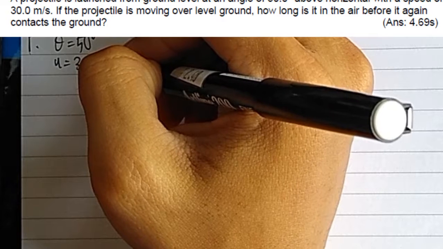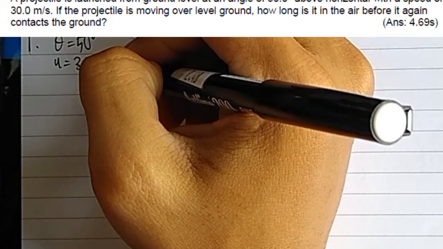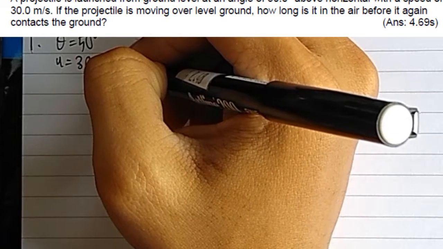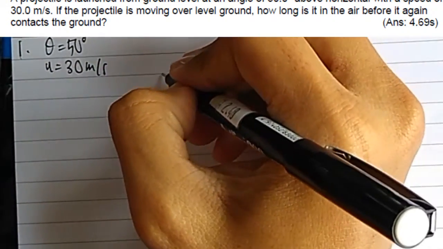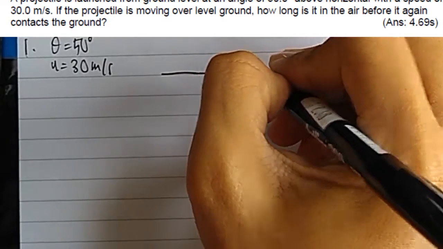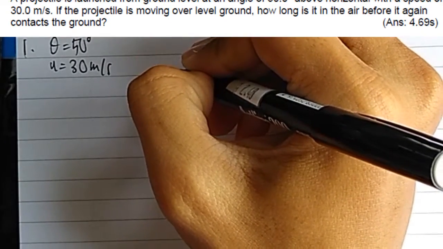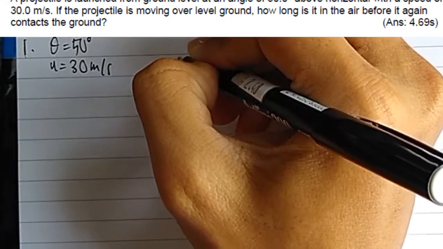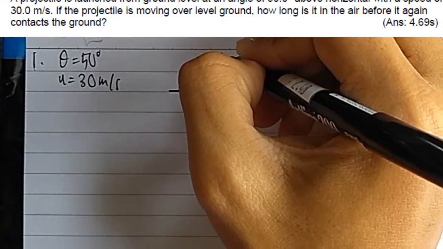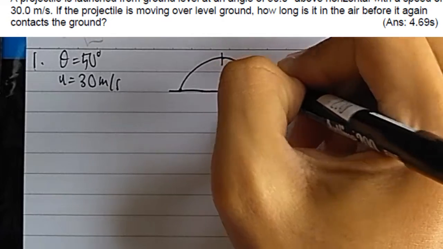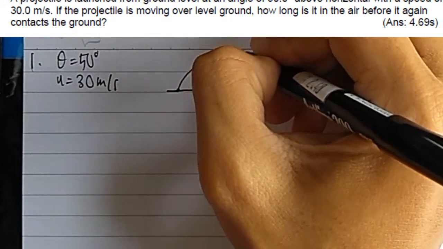So what the question wants is, how long does the projectile take to be in the air before it contacts the ground again? First we have to draw a figure to make it more understandable. The object is here, and this is half of the motion which reaches a maximum height, and it will contact the ground here. So at maximum height, Vy is equal to 0.